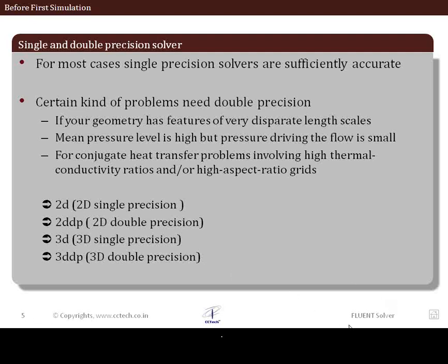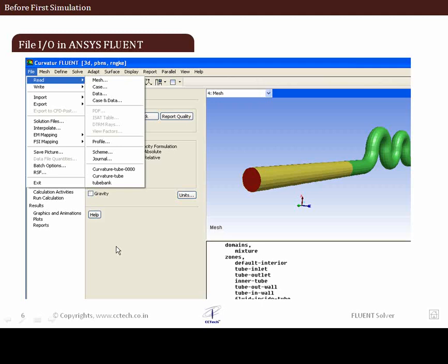And there are problems involving conjugate heat transfer, which is another class of problems, if there are very varied thermal conductivity values of the fluid and the solid domains that we are having, or if we are having high aspect ratio mesh. Again, it's another example of disparate length scales. In such cases, it's always useful to use the double precision solver, either as a two-dimensional problem or a three-dimensional problem. So let's get familiar again with the file input output options in ANSYS Fluent.